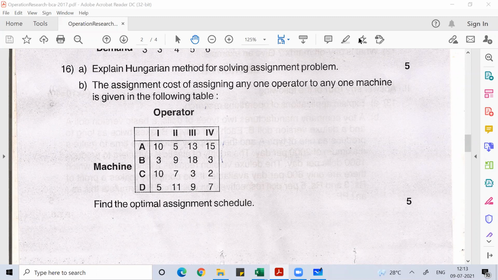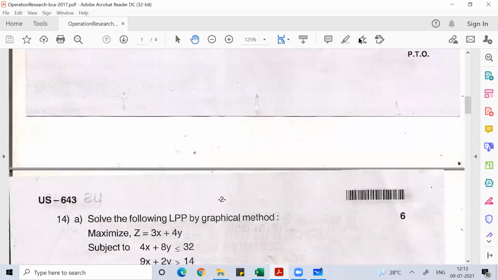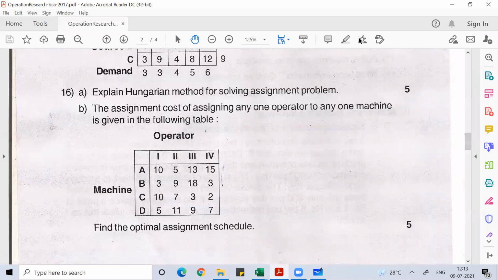And in today's class, we're going to discuss this problem which came in the year 2017 for the topic called assignment problems. Guys, if you observe, every year there is a 10 marks question that comes from the assignment problem. So every year you can expect a 10 marks question coming from assignment problem.